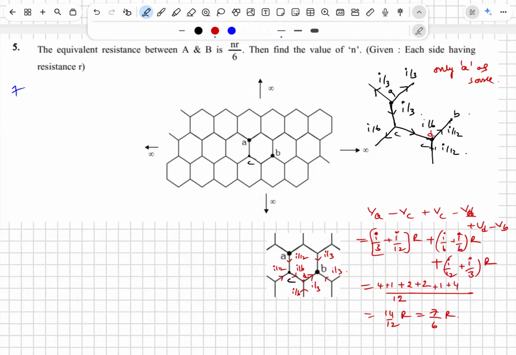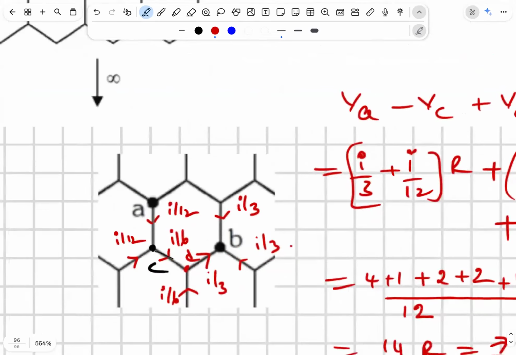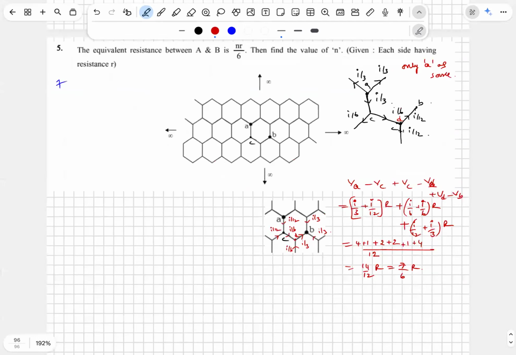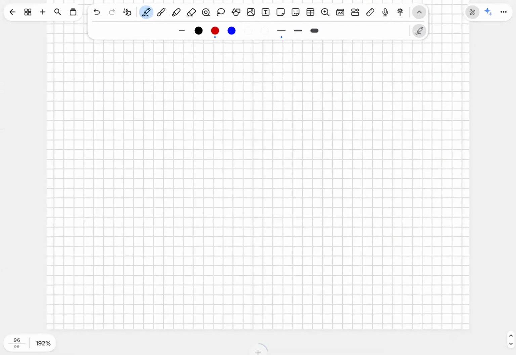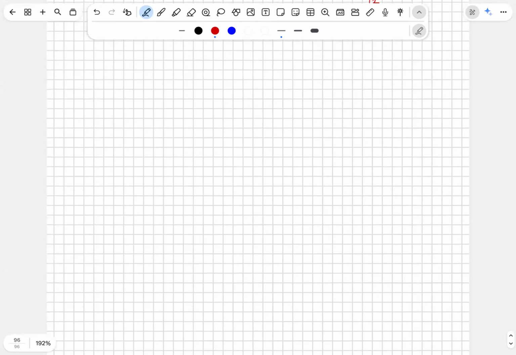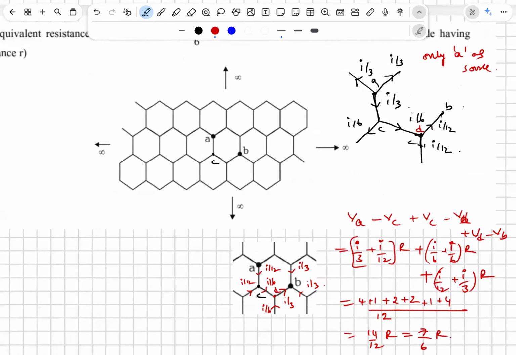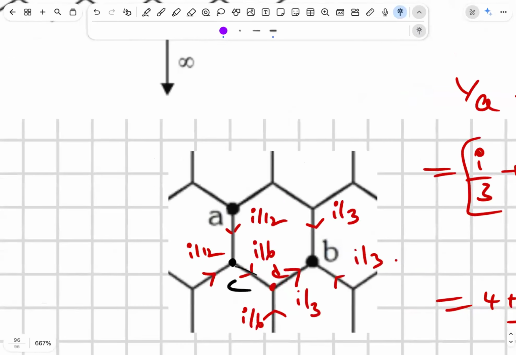I by 6 ... I by 12 plus I by 12, right? OK. VA. Only due to this I by 3, only due to this I by 12, superposition theorem says add both.